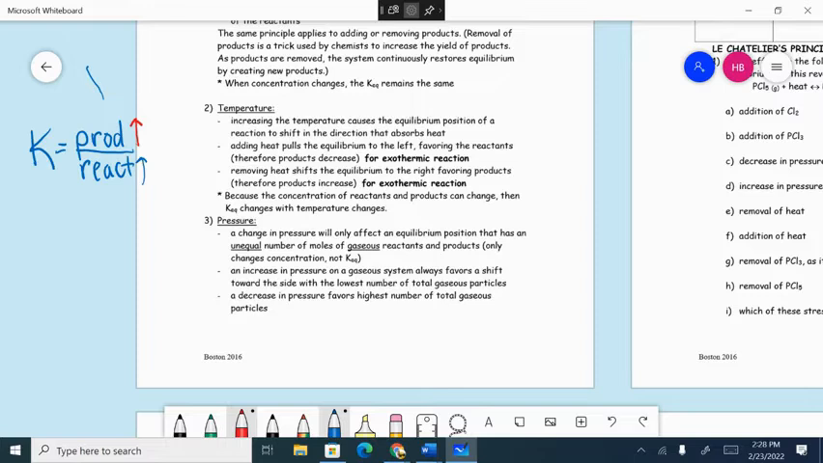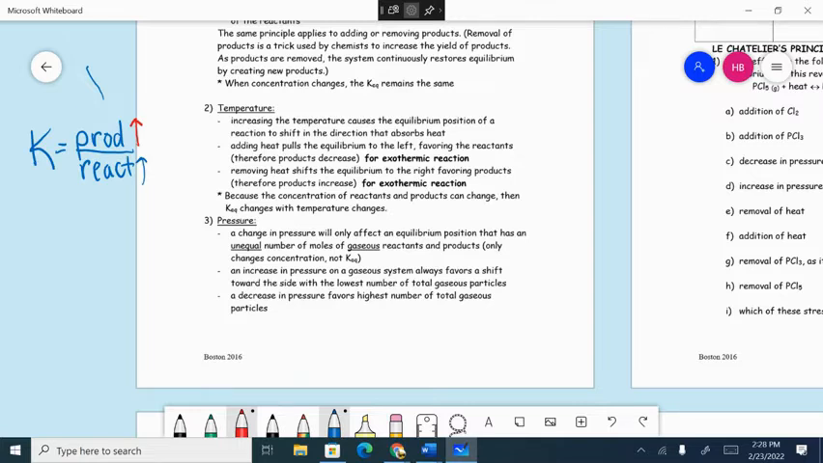A change in pressure is only going to affect the equilibrium position if there's an unequal number of moles of gaseous reactants and products. So let's clarify that. It only has to do with gases. So you ignore solids, liquids, and aqueous species when it comes to pressure. It only affects it if you have a different number of moles of gas on the reactant side as you do on the product side. If you have the same number of moles of gas on both sides, it will not change.